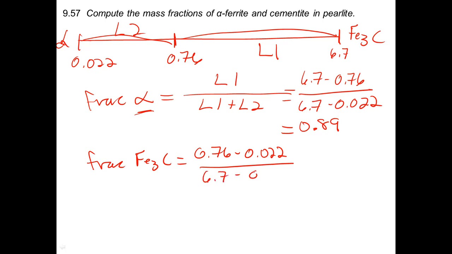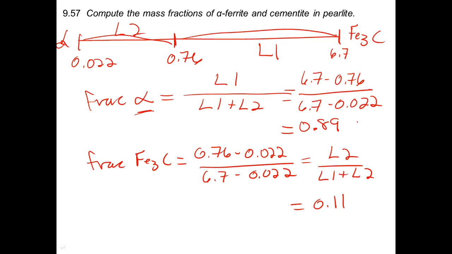We can write a similar expression for the fraction of cementite in perlite, using L2 in our numerator now instead of L1, same denominator, and calculate that the mass fraction of cementite in perlite is 0.11.